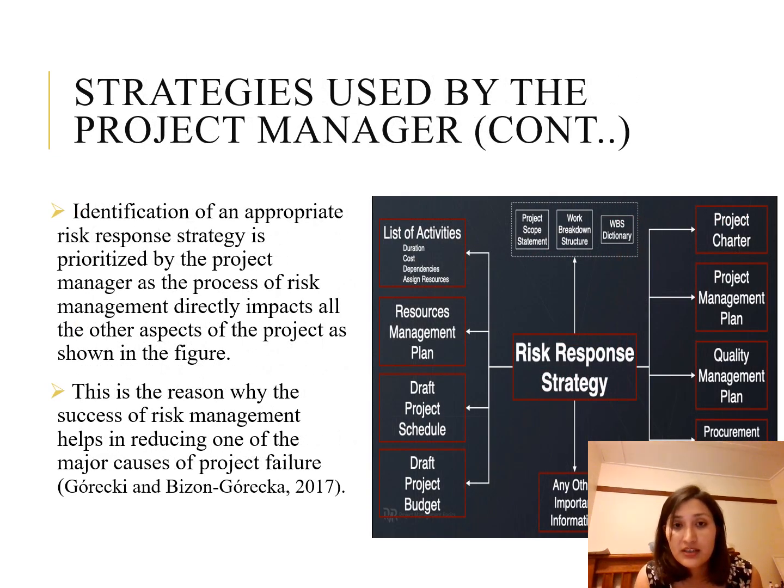Continuing from the previous slide, the slide indicates the details of the activities that are directly impacted by the risk response strategy chosen. These activities are present in the image. As you can see in the image, there is a list of activities involved in the risk response strategy. Identification of an appropriate risk response strategy is prioritized by the project manager as the process of risk management directly impacts all the other aspects of the project, as shown in the figure. This is the reason why the success of risk management helps in reducing one of the major causes of project failure.